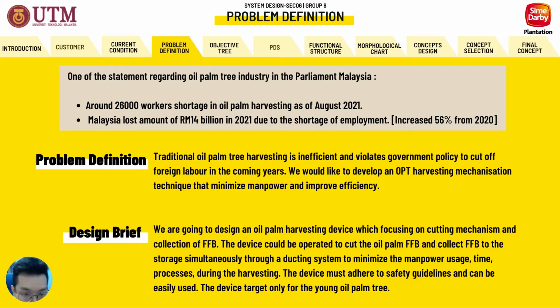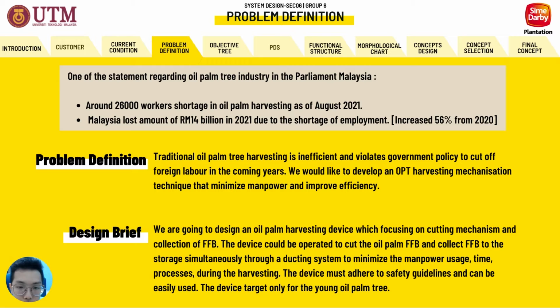For the problem definition, traditional oil palm tree harvesting is inefficient and violates government policy to cut off foreign labor in the coming years. We would like to develop an oil palm tree harvesting mechanization technique that minimizes manpower and improves the efficiency. For the design brief, we are going to design an oil palm harvesting device which focuses on the cutting mechanism and collection of FFB.